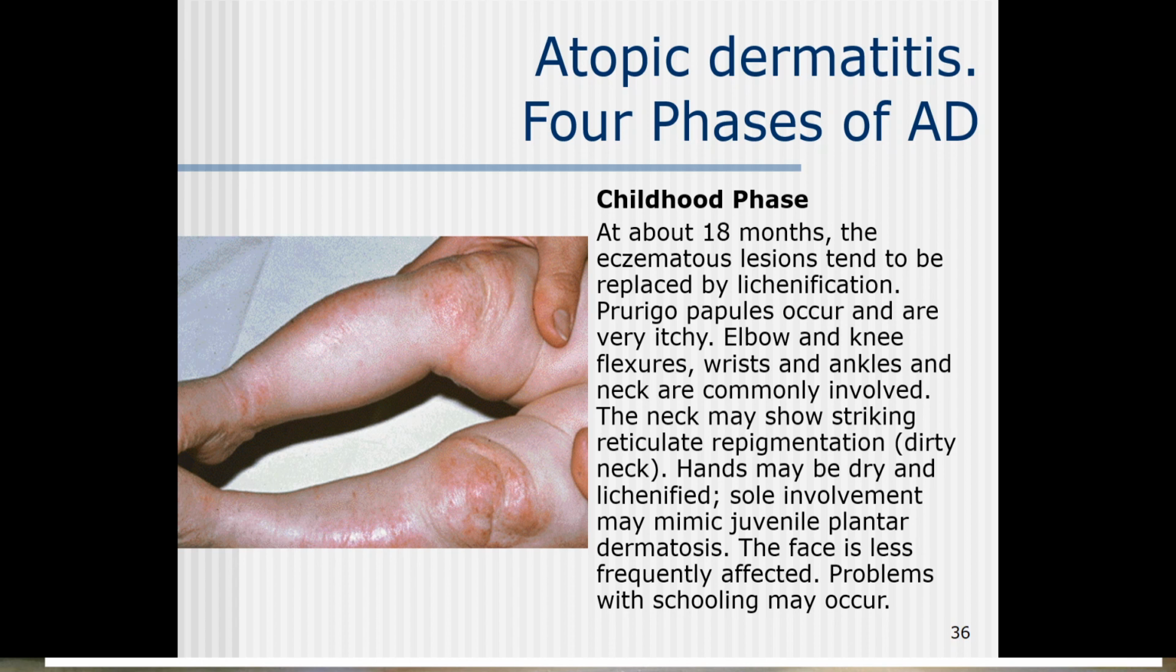Childhood phase. At about 8 years, the eczematous lesions tend to be replaced by lichenification. Prurigo papules occur and are very itchy. Elbow and knee flexures, wrists, arms and neck are commonly involved. The neck may show streaking, reticulate repigmentation, the dirty neck. Hands may be dry and lichenified. Sole involvement may mimic juvenile plantar dermatosis. The face is least frequently affected. Problems with schooling may occur.